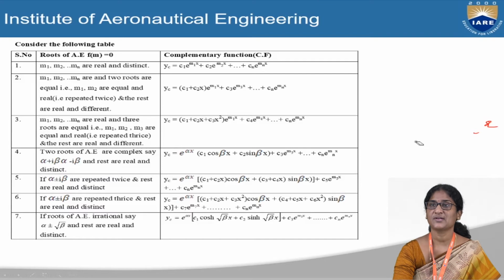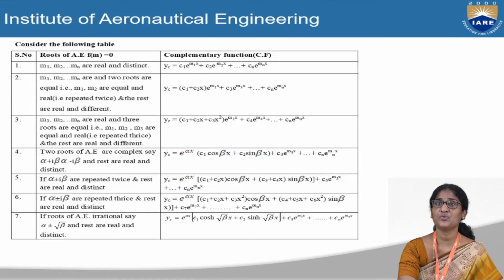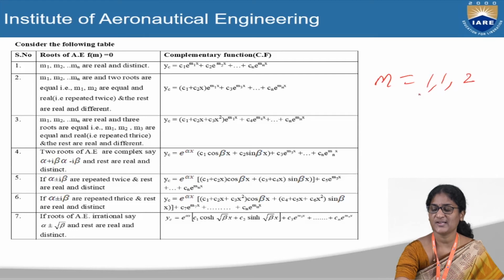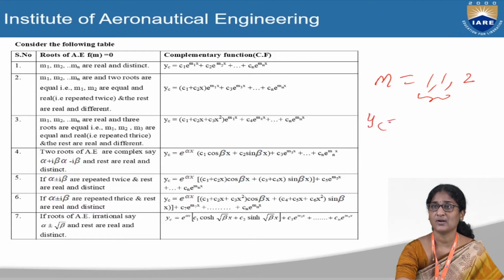Now going to the second case. Suppose the roots are real and equal. Let us say that you have two equal roots. Let us say m is equal to 1, 1, 2. Here 1 is repeated twice. Then how to write the complementary function? The complementary function yc is equal to, open the brackets, c1 plus c2 x, e to the power of x, plus c3 e to the power of 2x.